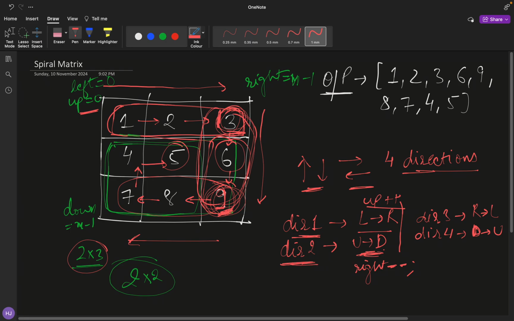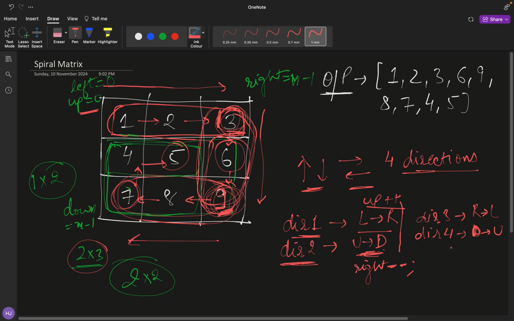The same case goes here with direction number 3. Assuming that I've already covered this right to left portion, what do you think is the effective area of span in this matrix which is left out? It is a 1 cross 2 matrix. In order to traverse this 1 cross 2 matrix, do you think it is really wise to restart my journey from 7 again and then move upwards?